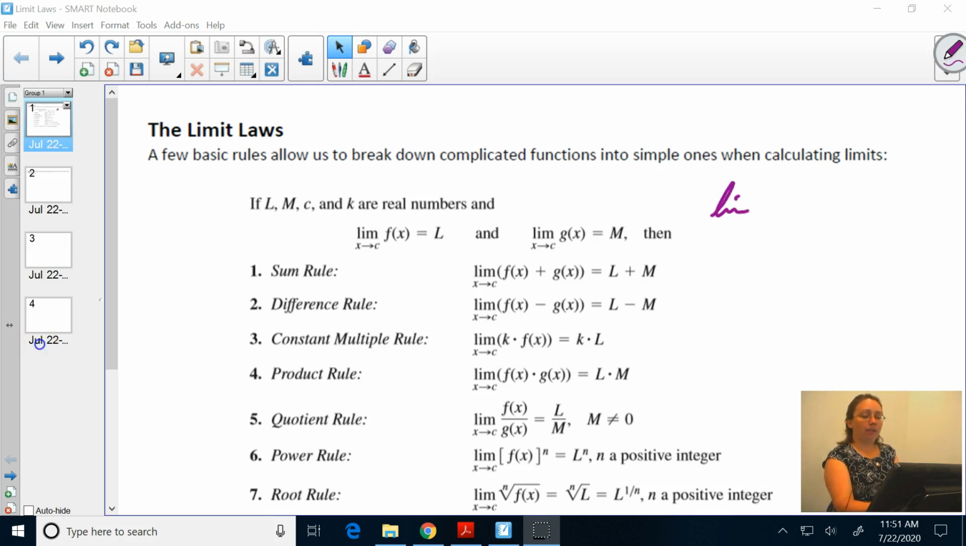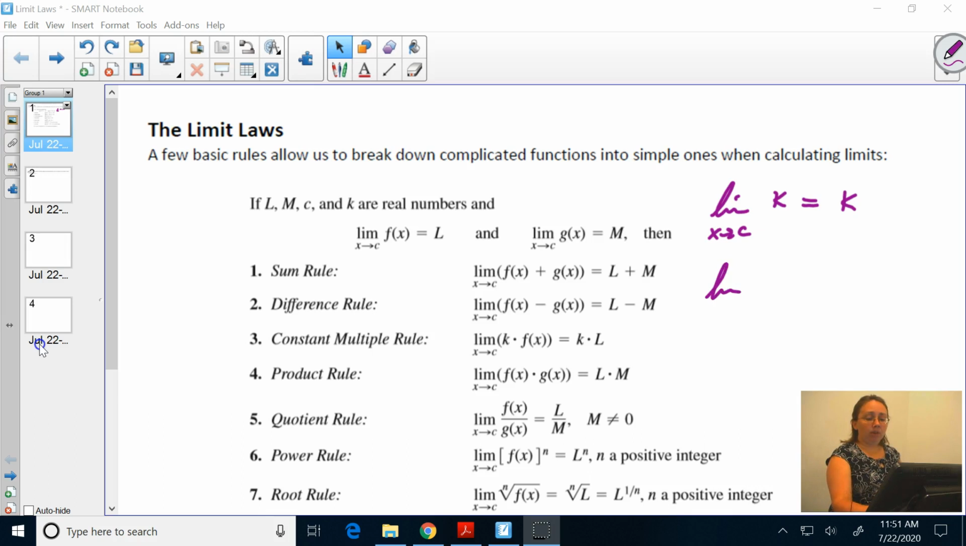If we have the limit as x approaches c for a constant function, let's say our constant is k, meaning our function, no matter what you plug in, you're always going to get the same answer, k. So in this case, the answer will always be k for the limit. No matter what x is doing, the function always gives the value k.